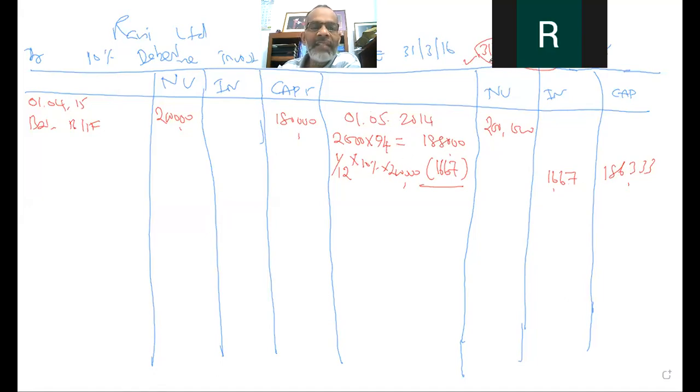Is there any transaction in June, July, August, September? No, sir. Okay. Now look at 30th September, our interest rate. Do we want to record the interest for 30th September? Yes or no? No, sir. No, because we sold the entire 200,000. That is why there is no transaction here.